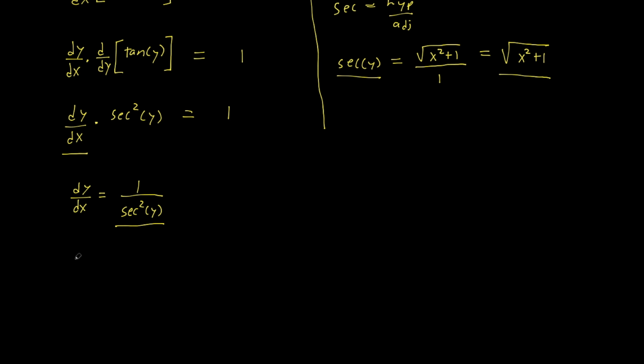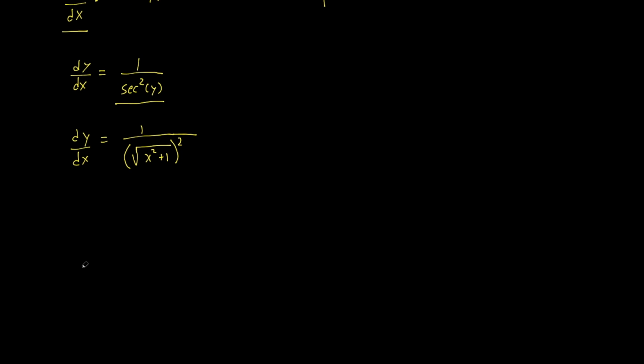So we can have dy dx equals 1 over secant y, which is equal to the square root of x squared plus 1. And then since it's secant squared y, we're going to go ahead and square that. So then the final step we have is to say dy dx is equal to 1 over x squared plus 1, because the square root and the squared cancel each other out, and we are done.